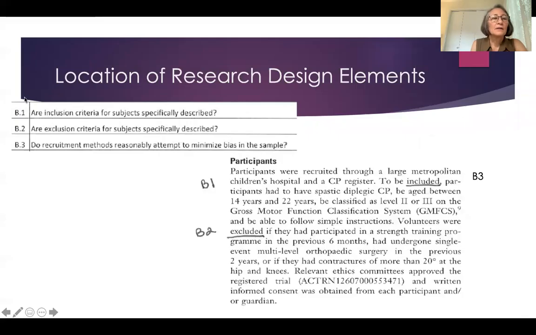So for items B1, 2, and 3, are inclusion criteria for the subjects specifically described? Are there exclusion criteria? And do the recruitment methods reasonably attempt to minimize bias? And in their participants section, they describe how they recruited the children and who was to be included and who was to be excluded. And they're pretty clear about what those criteria are.